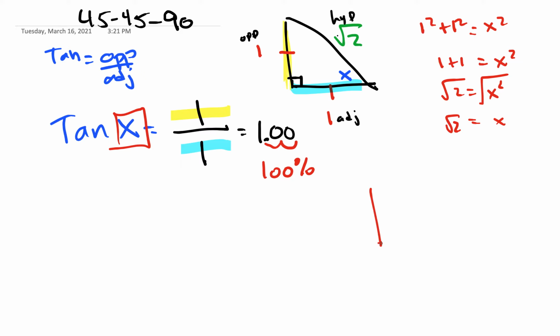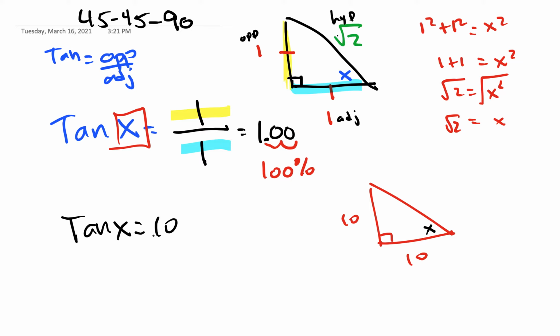So what if we make it 10 times bigger? Well, it'll still be 10 and 10. And when we are finding the missing x, now we'll write tangent of x is opposite 10 over 10. So we still get 100%. Why? Well, it's because these are similar. Every 45, 45, 90 triangle is similar to every other one.